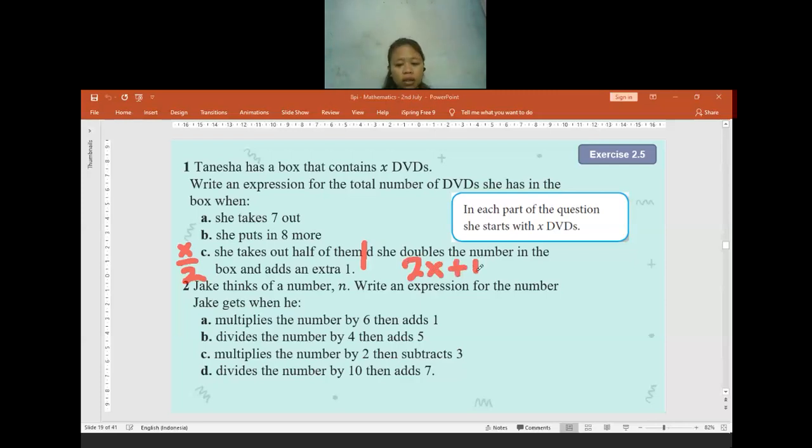Yes, teacher, it's clear. Okay. We still have a few minutes left. Maybe we can discuss some questions from question 2. Jake thinks of a number n. Write the expression Jake gets when he multiplies the number by 6 and then adds 1. So what is the expression? 6n plus 1. Good job. Now continue to question B. Divide the number by 4, then add 5. n divided by 4 plus 5.